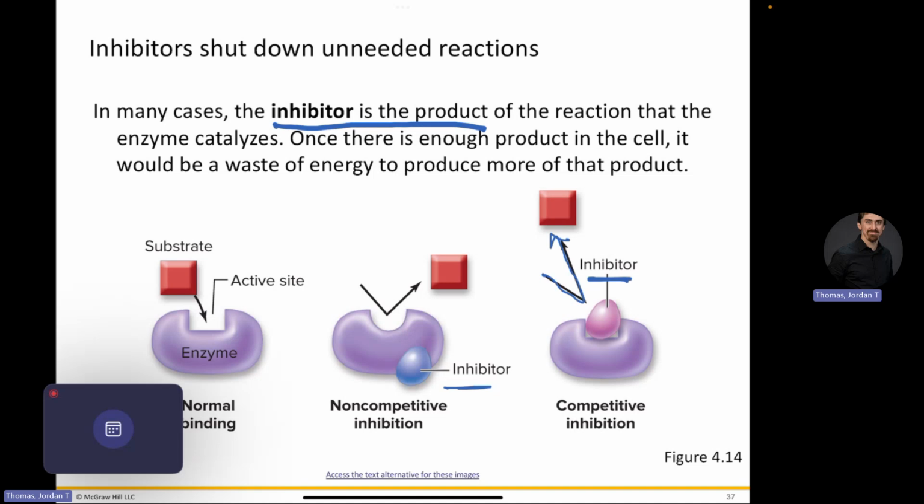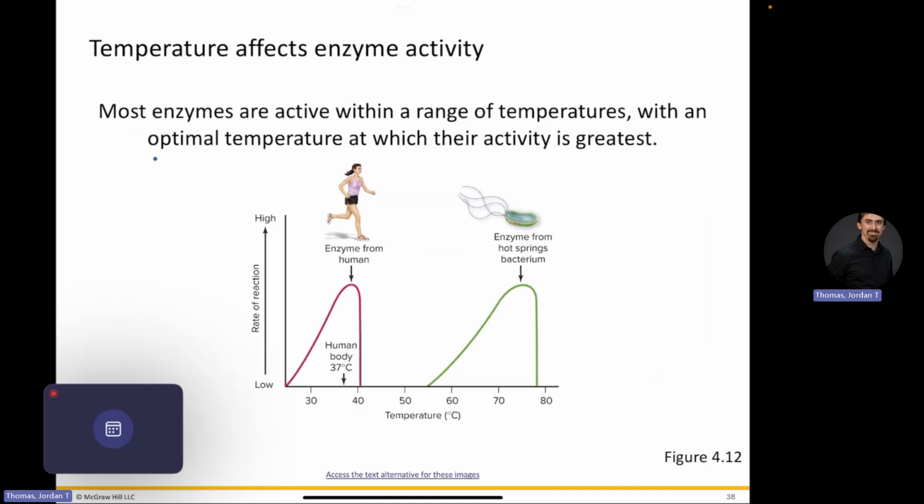Now, enzymes work in very specific conditions. When we talk about temperature, enzymes have what's called an optimal temperature that they work the greatest at. In this graph here, on the y-axis, or this vertical axis here, we have reaction rate. Low means slow, high means fast. So we can see in the red is enzymes from the human body.